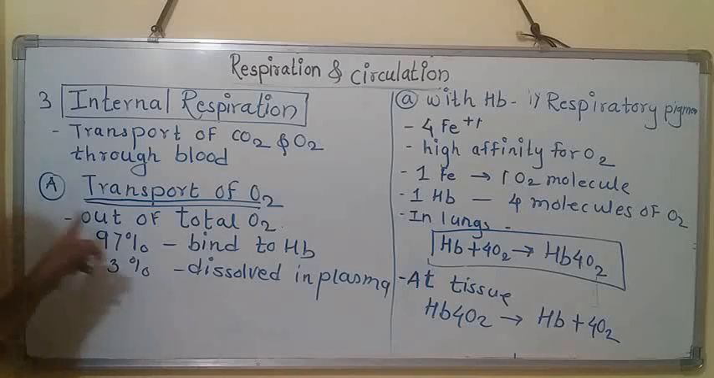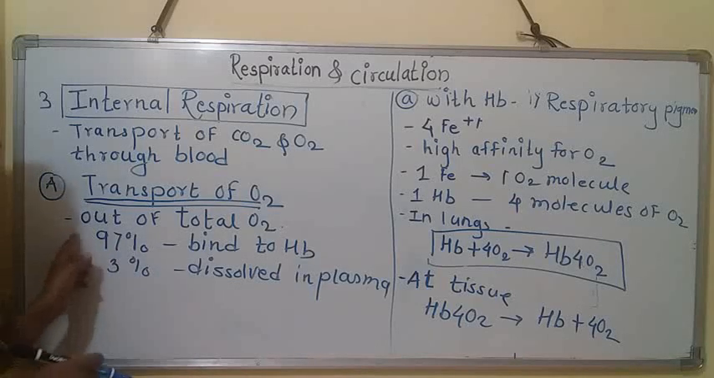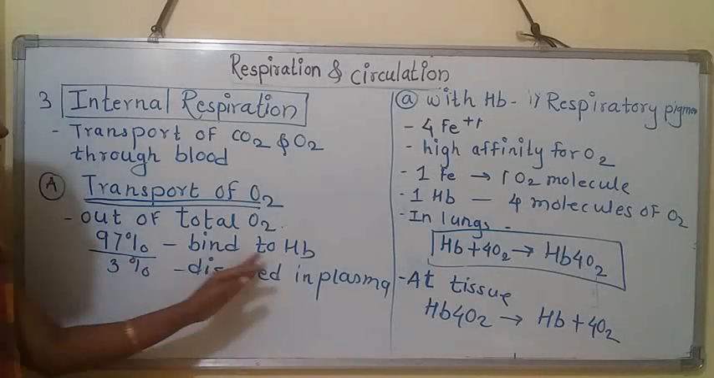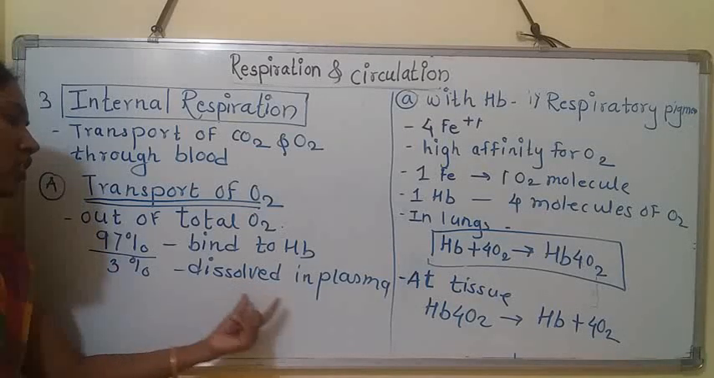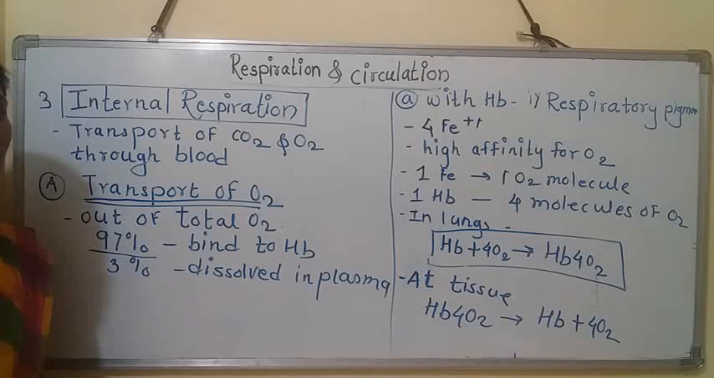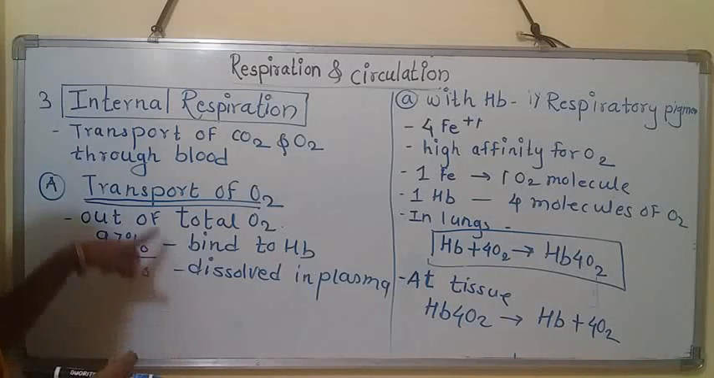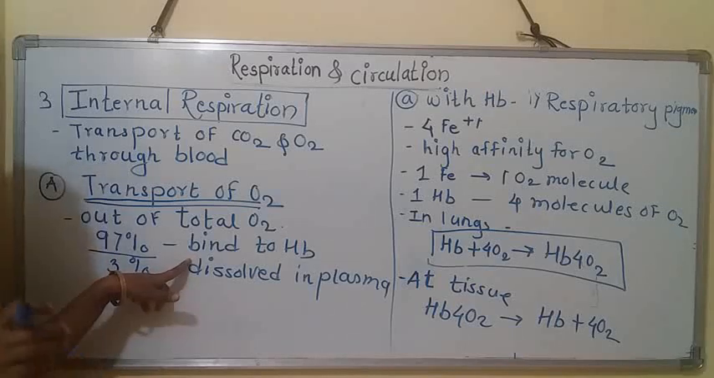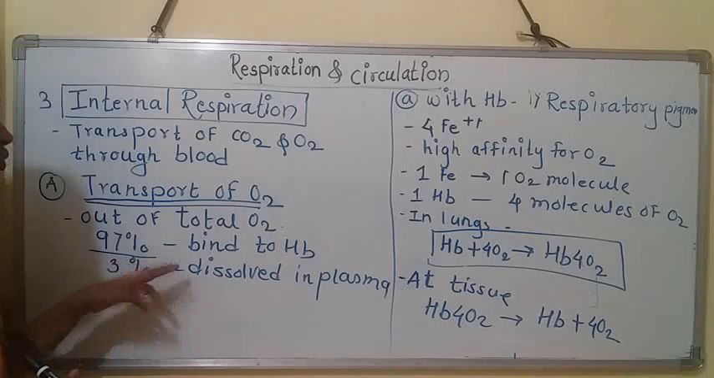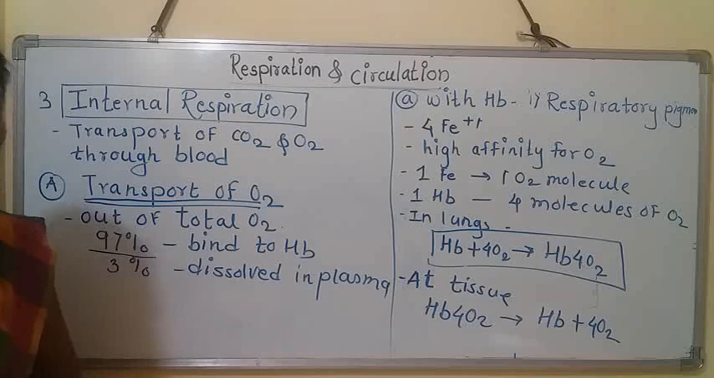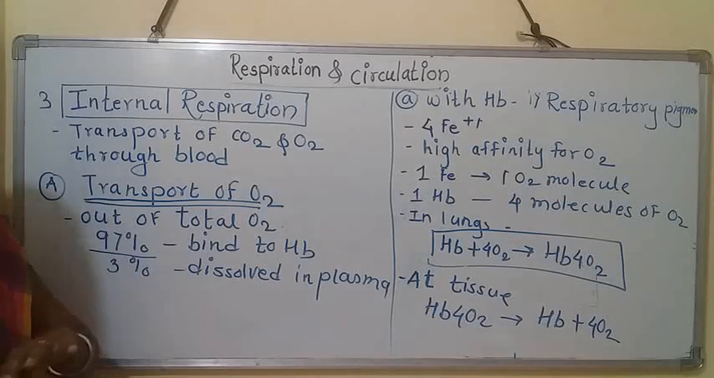So in transport of oxygen, out of the total oxygen that we inhale, 97% of the oxygen binds with the hemoglobin and only 3% gets dissolved in the plasma. So remember students, there are two ways to transport the oxygen. In the first way, oxygen binds to the hemoglobin, and in the second way it gets dissolved in the plasma. So these are the two ways to transport the oxygen from the alveoli towards the tissue.